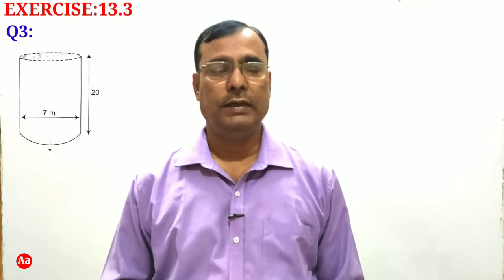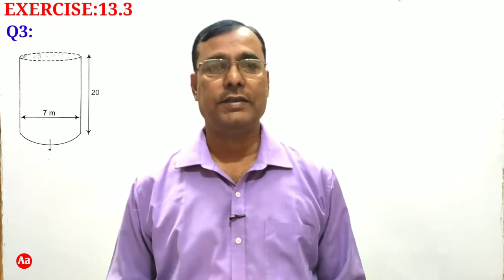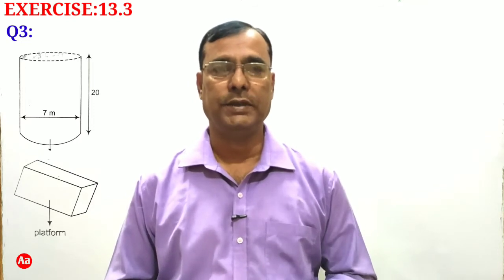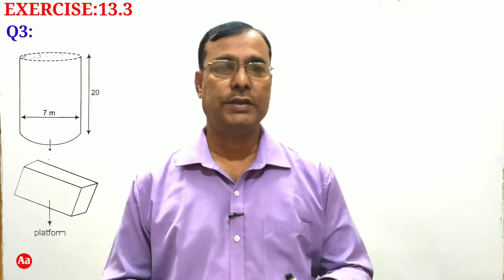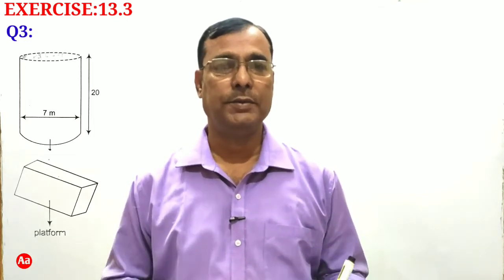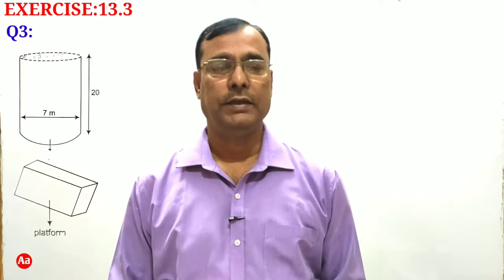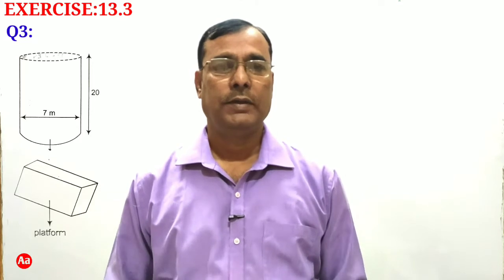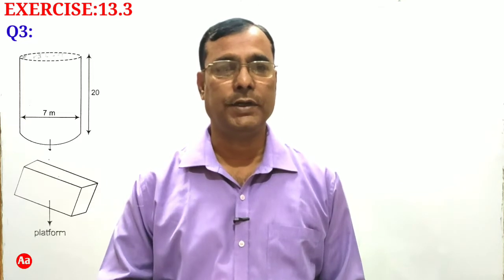Question number 3 is, a 20 meter deep well with diameter 7 meter is dug and the earth from digging is evenly spread out to form a platform 22 meter by 14 meter. Find height of the platform. In this question, a well 20 meter deep and diameter 7 meter is dug, and the earth that has been dug out from the well is evenly spread out to form a cuboidal platform 22 meter by 14 meter. We have to find height of that cuboidal platform.